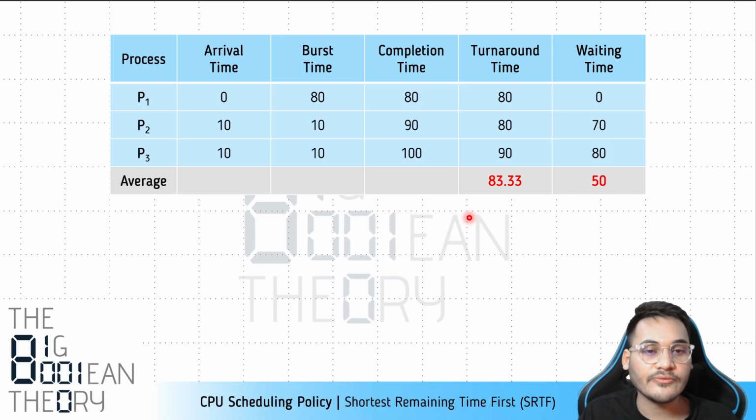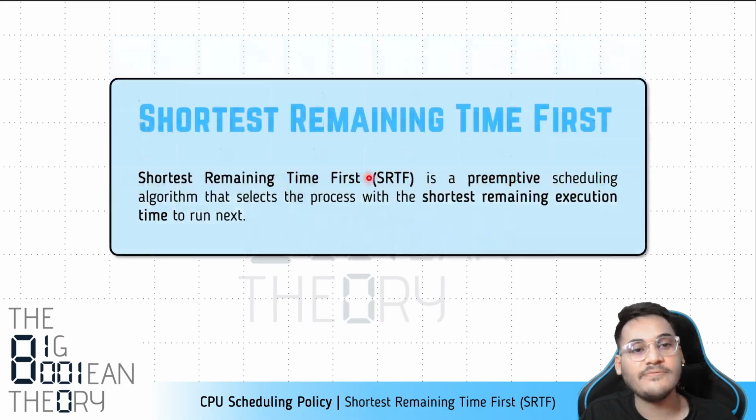So now let's see whether shortest remaining time first, the newer policy, solves this problem or not. So how does the shortest remaining time first work? Shortest remaining time first, or SRTF for short, is a preemptive scheduling algorithm. This is the first preemptive algorithm that we are talking about for batch systems. All the previous ones, that is FCFS and SJF, were non-preemptive. So this is a preemptive policy, which is very important to note.